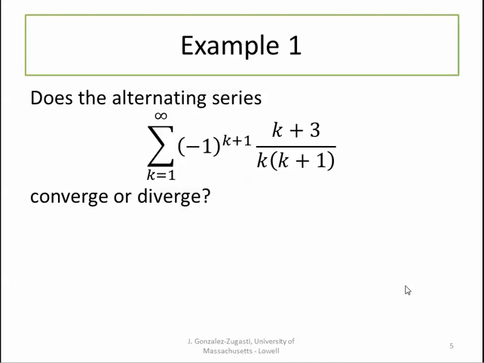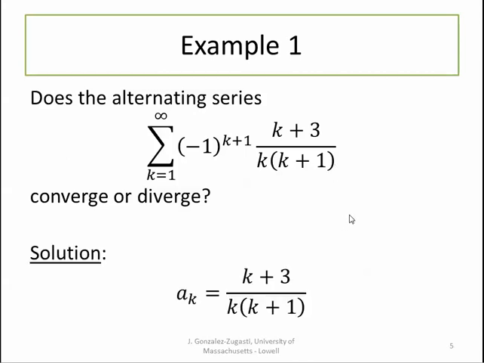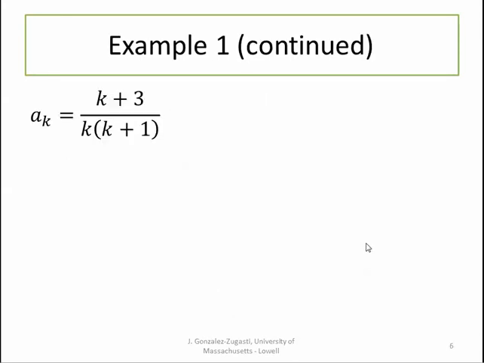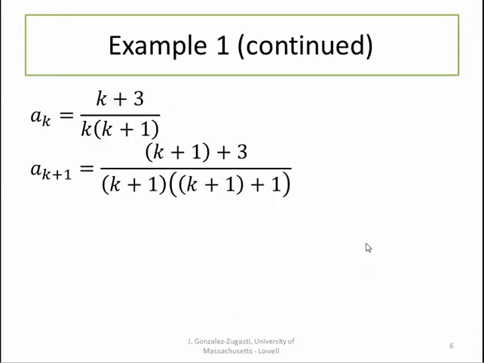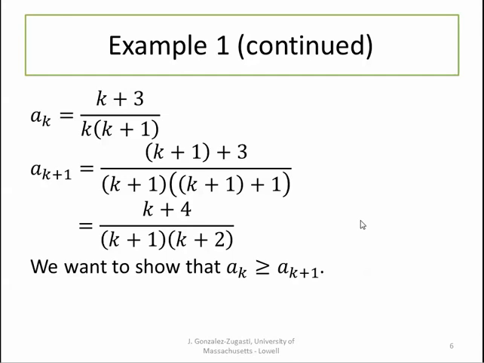Alright, let's look at another example. I want to know, does this series converge or diverge? So the requirements of the alternating series test are going to be satisfied because we'll let our a sub k's be equal to this. They're clearly positive. And if we compare the kth term to the k plus first term, to show that this inequality holds, what we're going to show is that the ratio of the k plus first term over our kth term is going to be less than 1.